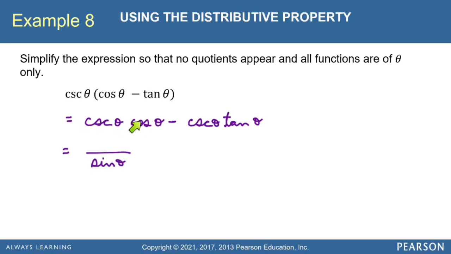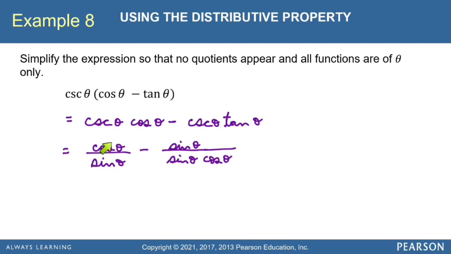And then this cosine of theta will just stay in the top. Then we have our minus sign. And again, for this term, we will restate cosecant theta in the top as sine of theta in the denominator. And then we'll restate tangent of theta as its quotient identity. So tangent of theta will become sine of theta over cosine of theta. Now let's see what we can do to simplify so that no quotients appear.